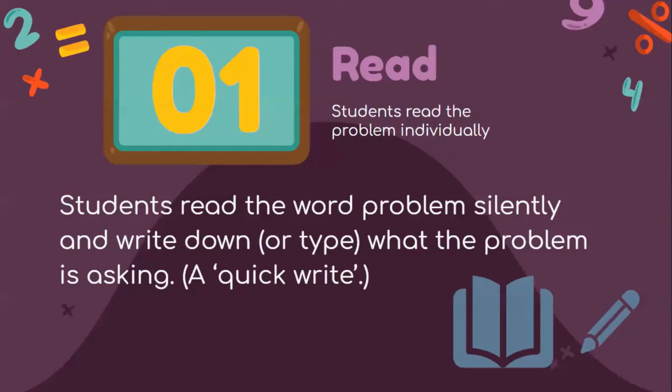As you develop your lesson and want students to work on problem solving, step 1 in this strategy is for students to read the problem individually. Students read the problem silently and write down or type what they believe is the important information and what the problem is asking. This would be similar to a quick write. This step asks for students to engage in reading and writing.